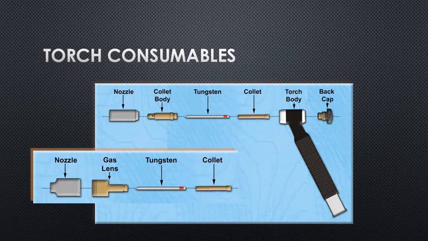Torch consumables include a nozzle to direct shielding gas around the weld, a collet and collet body to apply pressure and hold the tungsten into position, a torch body with torch handle and torch neck, and a back cap, which applies pressure to the back of the collet. As you can see down in the lower left-hand corner, you can also change out the collet body for a gas lens and use a dedicated nozzle that provides extra shielding properties and allows for longer tungsten stick out when you're making a weld.